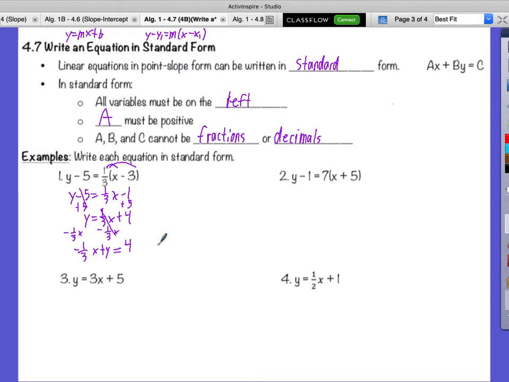What's the next one though? A must be positive. Is A currently positive? What is our A right now? Negative 1/3, because that's what's with the x. Is A currently positive? No. Seth, what else can't it be? A fraction. It's currently a fraction, okay? So here's how we get rid of that. A fraction is really what type of problem? Division. How do we undo division? Multiply.